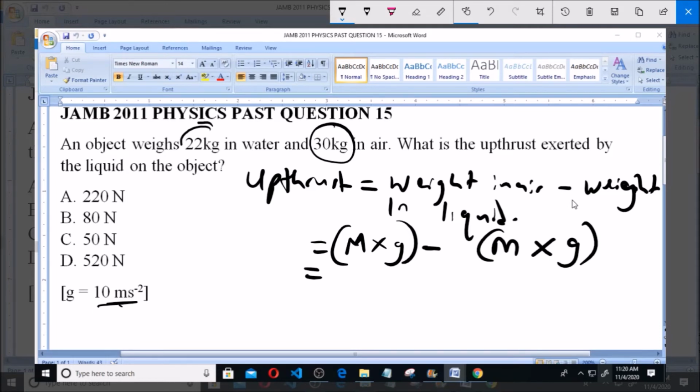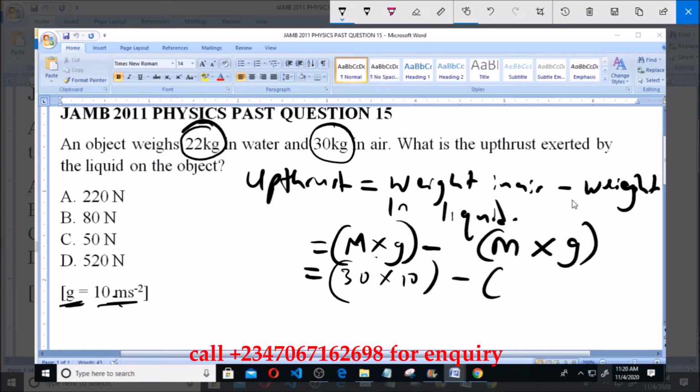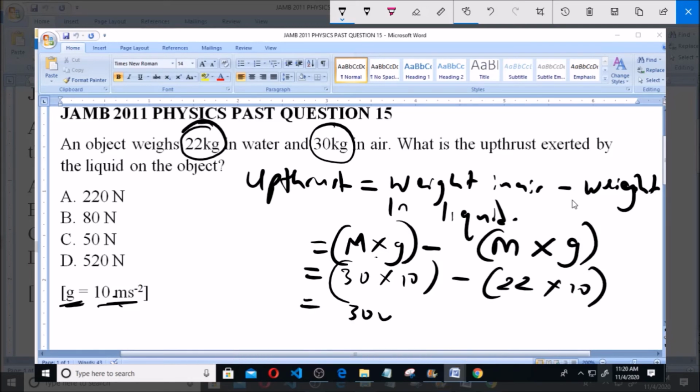Now, the mass in air is given to us as 30 kilograms, and the mass in the liquid, which is water in this case, is given to us as 22 kilograms. So acceleration due to gravity is given to us as 10. So for the weight in air, that is 30 multiplied by 10 minus 22 multiplied by 10. Okay, and solving that will give you 300 minus 220, and that is equal to 80 Newton.